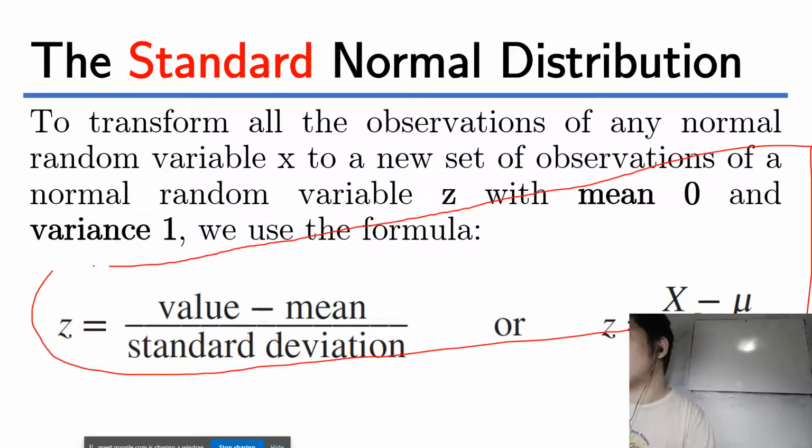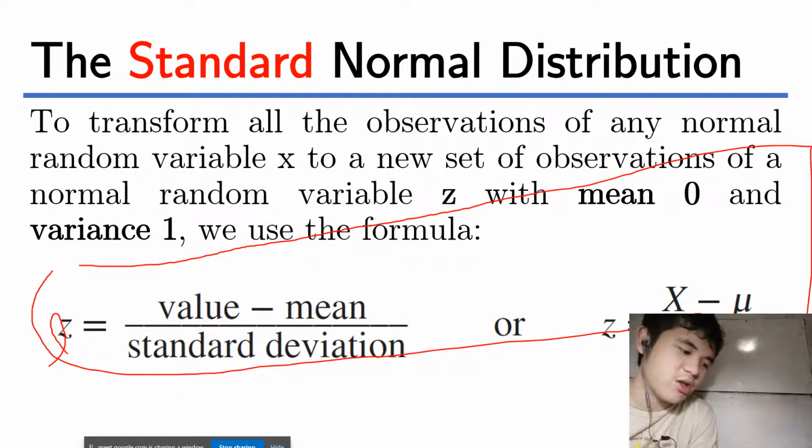This is called the z-score. Why z-score? Because the standard normal distribution is called the z-distribution. Some of you might be asking, what is the importance of what we're doing?